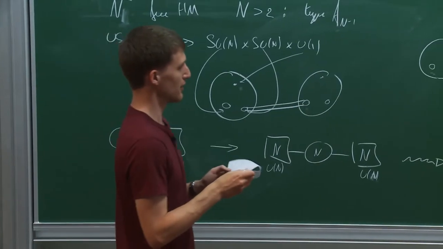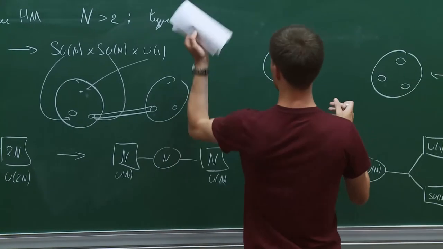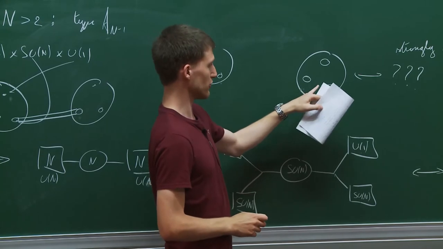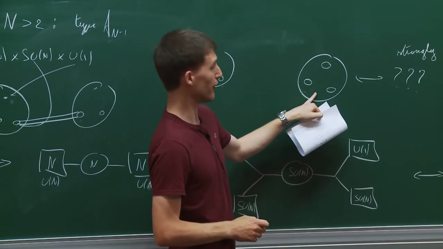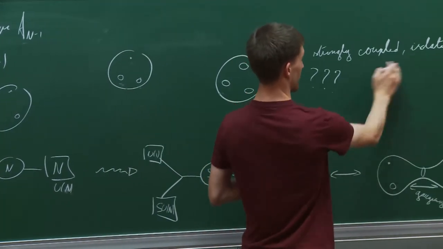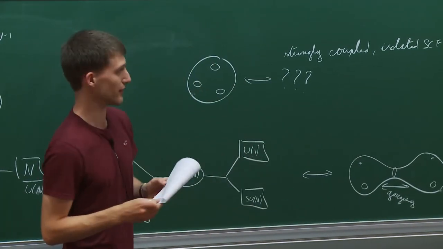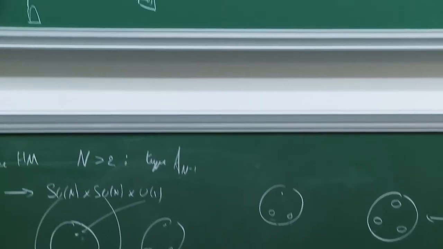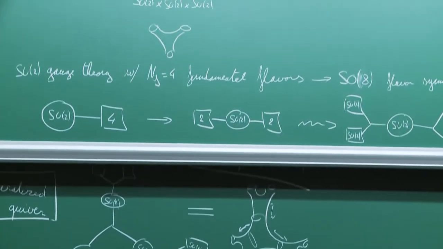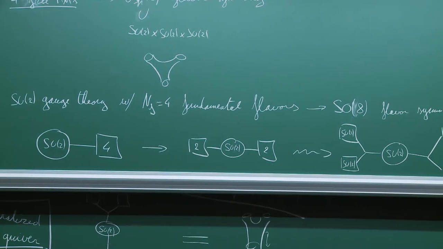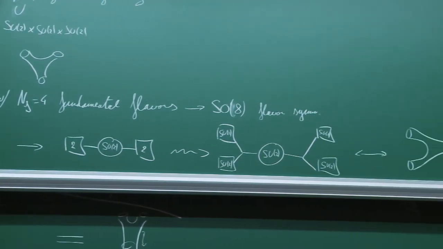But as soon as you increase the rank, you're going to have to deal with these types of theories associated to a three-punctured sphere with three maximal punctures, and then you're automatically inside the realm of strongly coupled and isolated superconformal field theories. So for the case over there, this T_N theory, these four free hypermultiplets, that's the only free case that you can associate to a three-punctured sphere with three maximal punctures. In any higher rank, this beast is some strongly coupled theory.